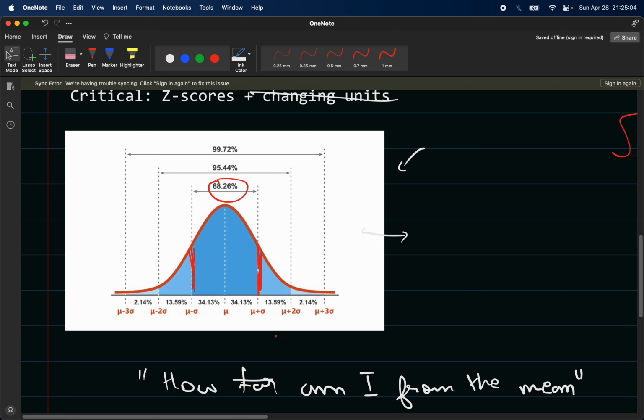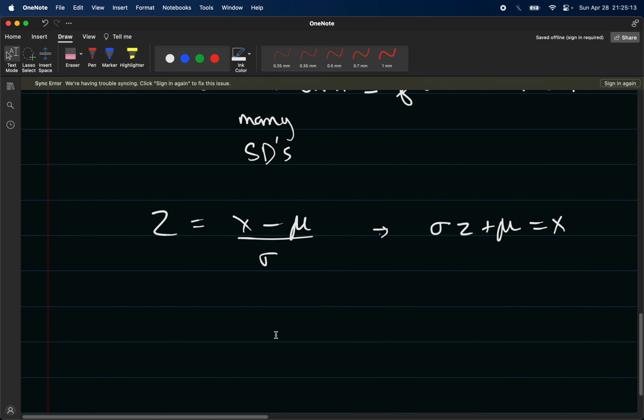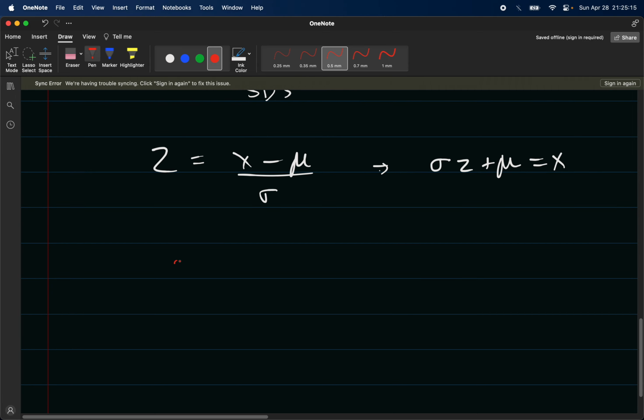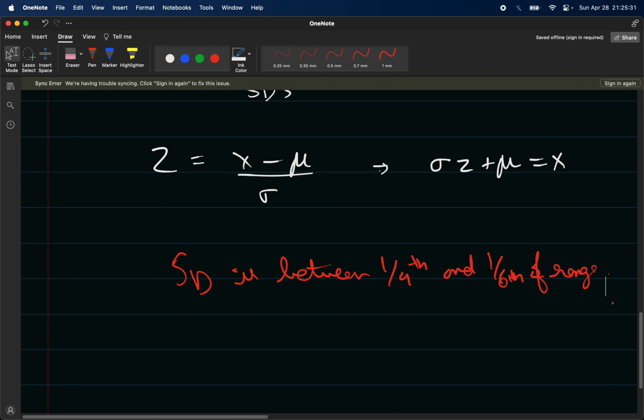Okay, so that's what you need to remember, the empirical rule, and also that it only applies to bell-shaped and symmetrical ones. Another useful thing that I read in the book was that the standard deviation is between 1/4 and 1/6 of range. And they didn't go into detail about why this is the case or why it's true, and I haven't been able to prove it as such, but it's a handy little trick.